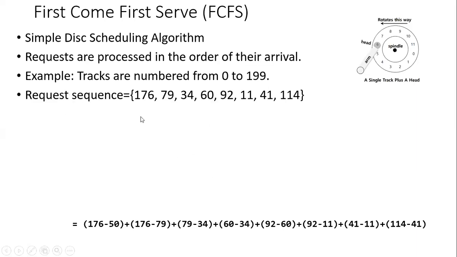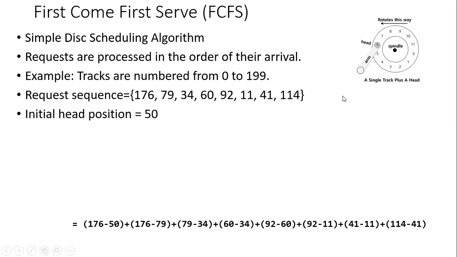And this is the sequence of requests. The first request is 176, block number 176, nothing but sector number 176. Then there is a request of 79, which is on the inner side. Again 34, which is again on the inner side. Then 64, 92. You can see 11 is the innermost and 176 is the outermost request. So these are the tracks from 0 to 199, and these are the request sequence. By using first come first serve, all the requests will be accessed as per their sequence.